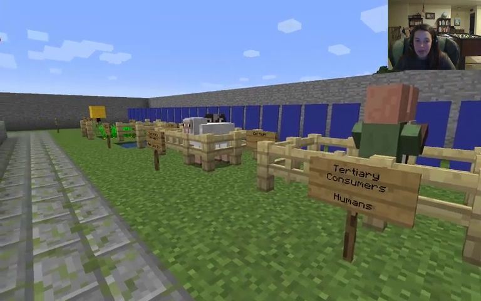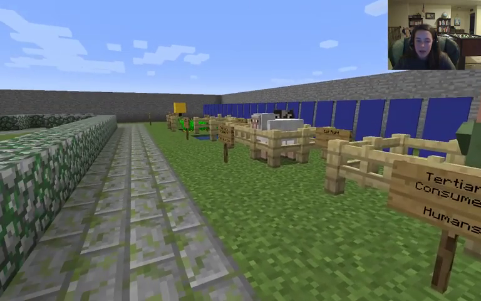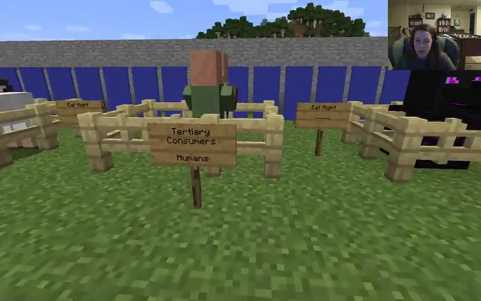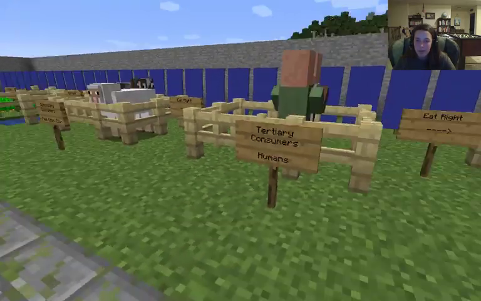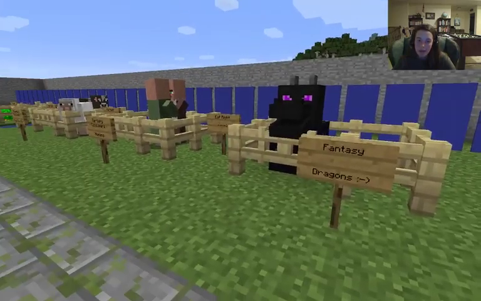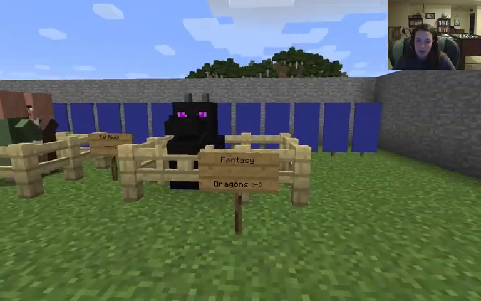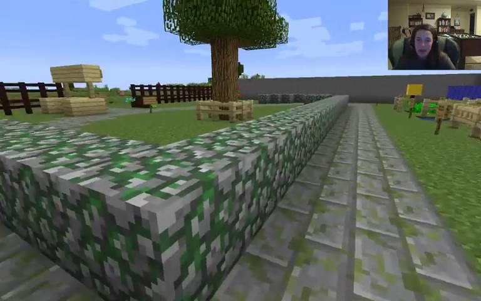It eats everything else. So tertiary consumers eat secondary, primary, and producers and uses both of our abiotic factors. Then in a fantasy world, there would be dragons, and dragons are, of course, above humans. So there we have it.